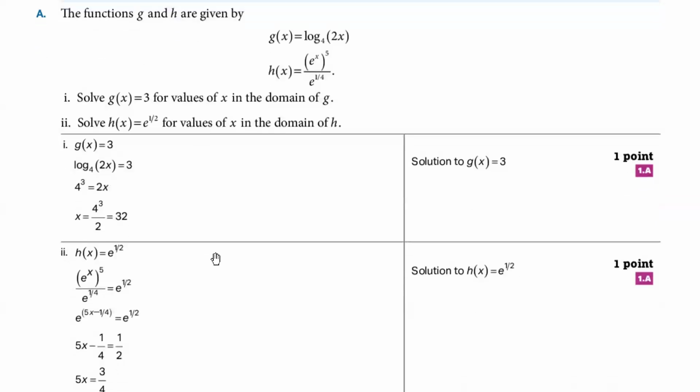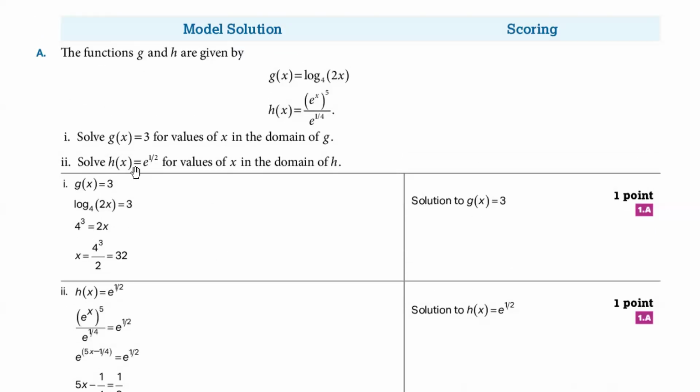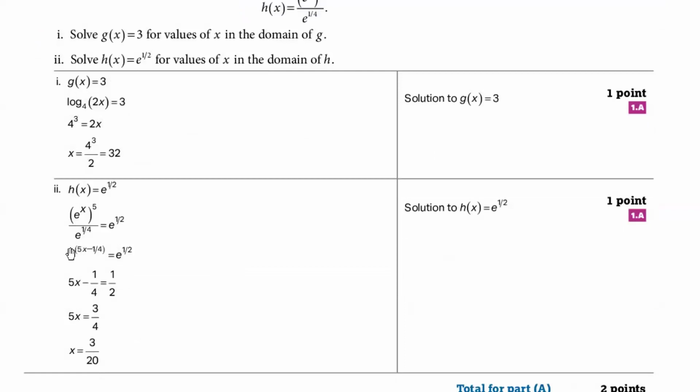Okay. On H, it says h of x equals e to the 1/2 for the value. So we're taking this and we're setting it equal to e to the 1/2.